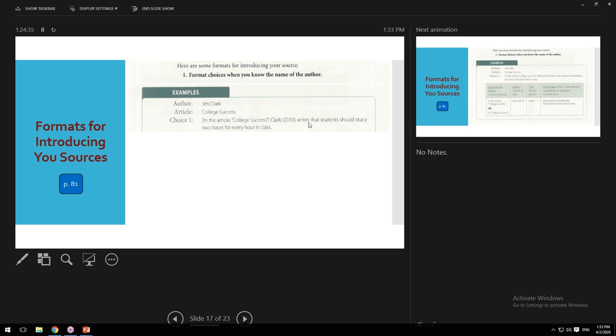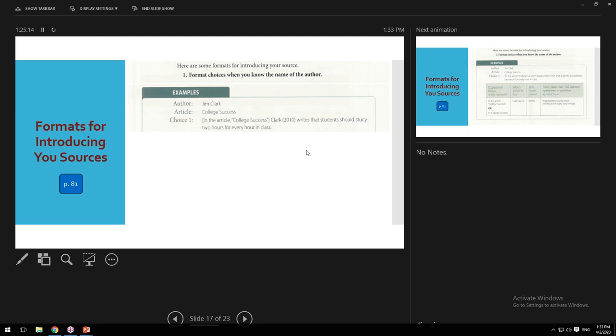Be careful with using these verbs because they have certain meanings. Remember, we have denotation and we have connotation for words. Denotation is the dictionary meaning, and connotation is the meaning that the word could have depending on the context. Because the verbs could reflect whether you agree or disagree with the writer, and we'll see that in a minute.